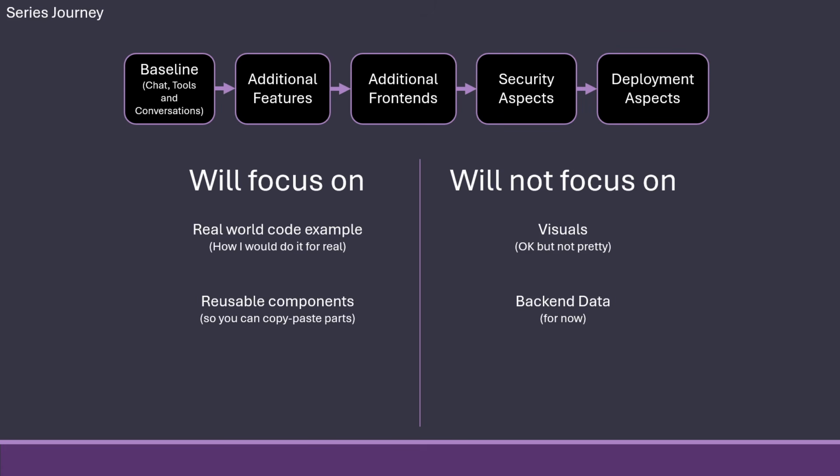And I'm trying to build as many reusable components as possible so you can copy paste parts of it into real world applications yourself. We're not going to really focus on the visuals. The visuals will be okay, but not pretty. So I'll probably use some coding agents in order to help with that. And for backend data, we're going to keep it light. We might set up a vector store behind the scenes just as a reference, but the data is not really the focus. It will more be the wiring up of the various different parts.